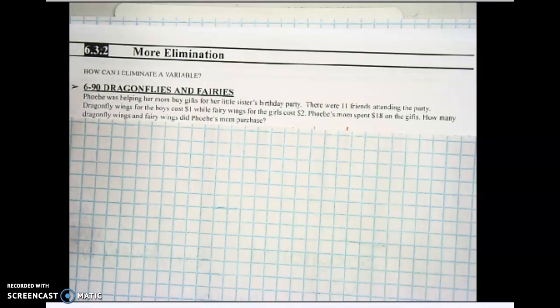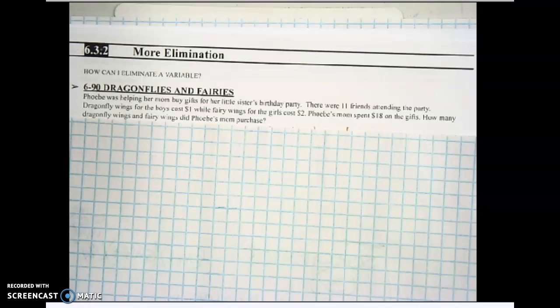632. It's called More Elimination. So we talked about elimination a little bit last week on Thursday and Friday. It's where you take your system of equations and you see if you can have opposite coefficients. You want one of your variables to eliminate, to be gone, right? Most of the ones that we saw last week, we already had opposite coefficients.